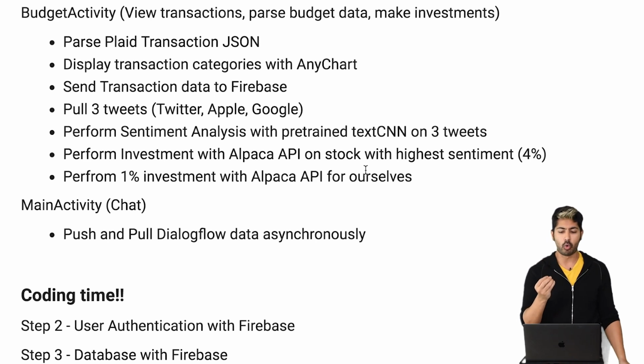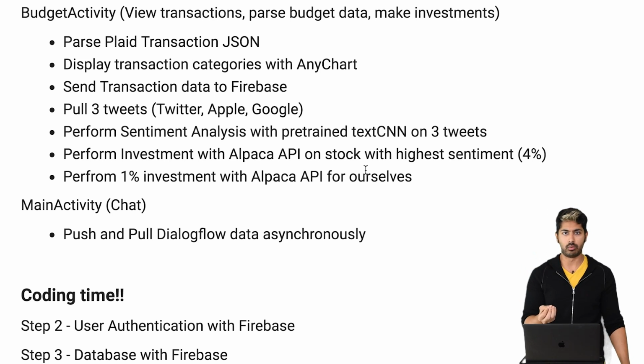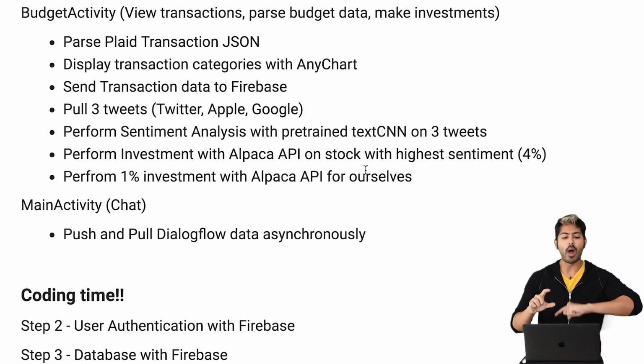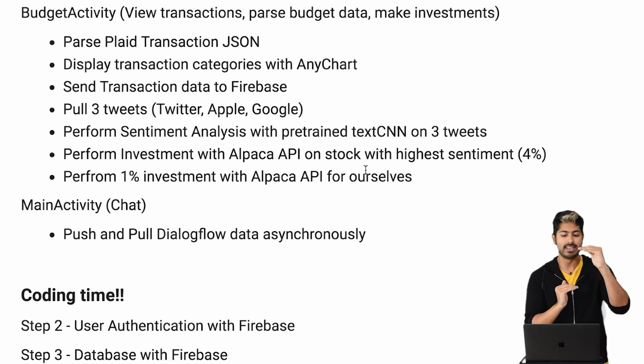And then based on that score, we're going to compare the scores and see which is the highest one. And let's say Google is the highest one, right? That has the most sentiment for the day. Based on that, we will then make a request with the Alpaca API to make a purchase of the stock with the highest sentiment.